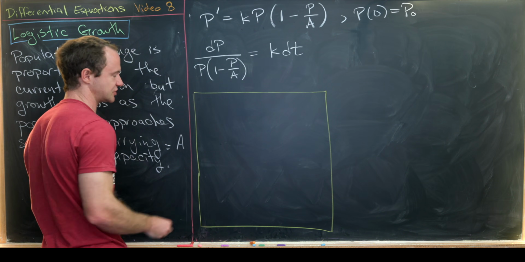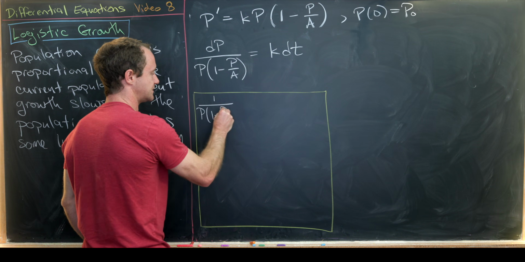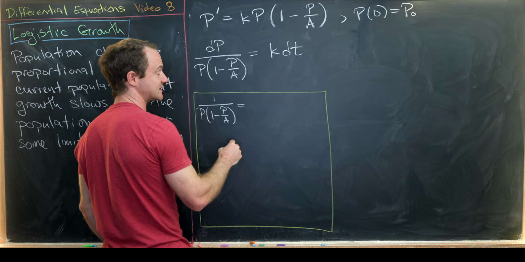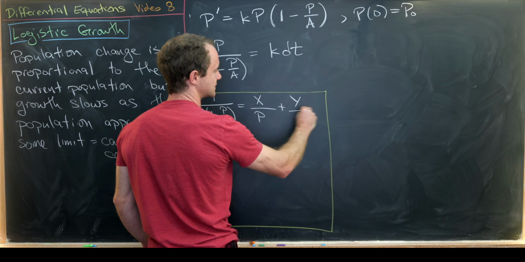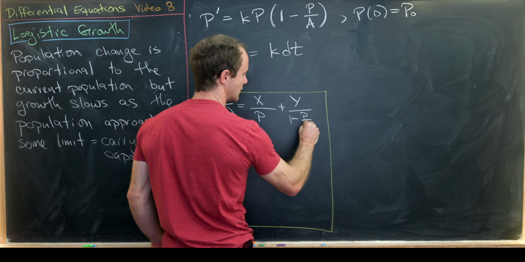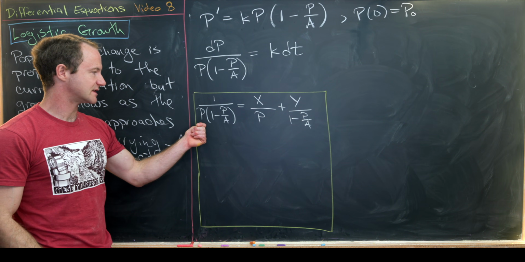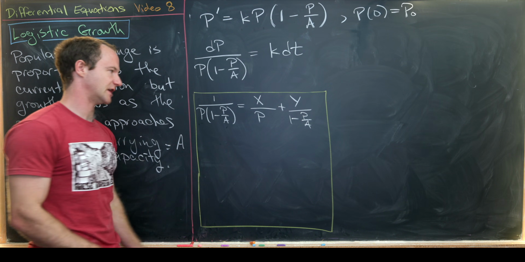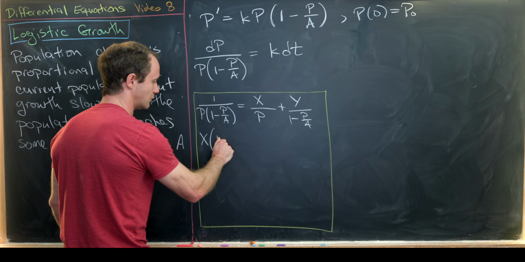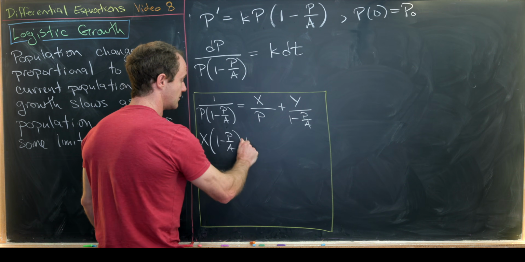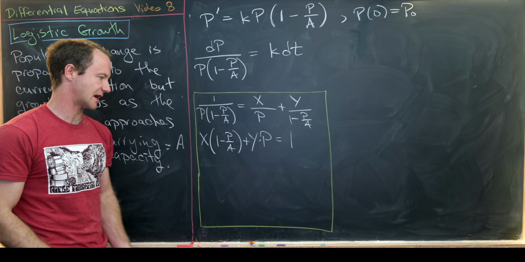So let's do the calculation of that over here. So we want to take 1 over P times 1 minus P over A and write it as something, I'll maybe call it capital X over P plus something else, I'll call it capital Y over 1 minus P over A. So that's our standard partial fraction decomposition setup. Now let's clear denominators by multiplying by this denominator on the left-hand side to both sides. That'll give us X times 1 minus P over A plus Y times P equals the number 1, because I cancel that out over here.